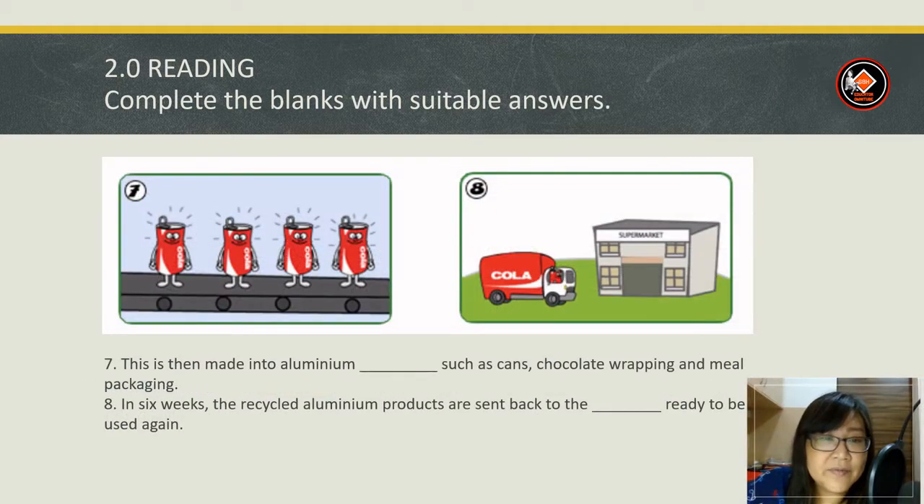Now for step 7 and 8. This is then made into aluminum blank such as cans, chocolate wrapping and meal packaging. So the answer is products. This is then made into aluminum products such as cans, chocolate wrappings, and meal packaging. And the last step, in 6 weeks, the recycled aluminum products are sent back to the blank ready to be used again. So the answer, back to the shops.